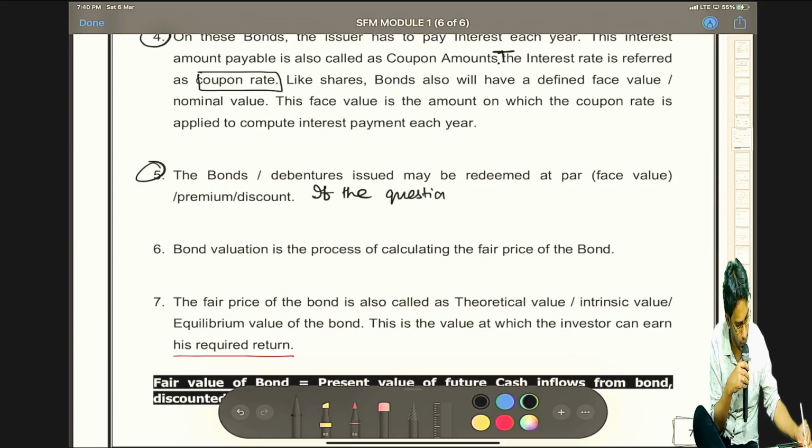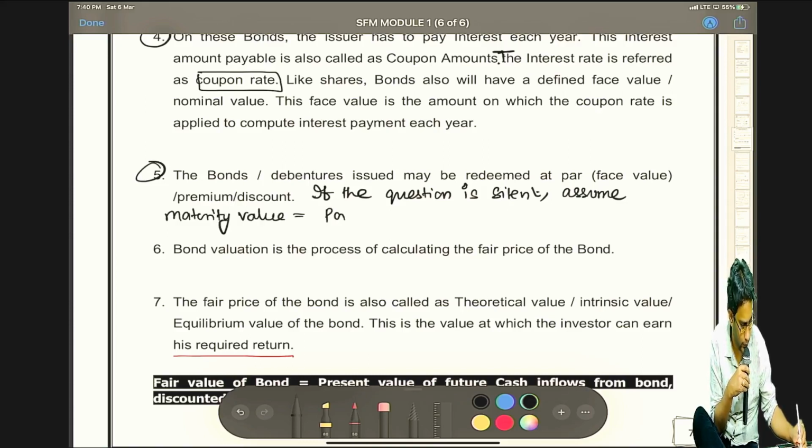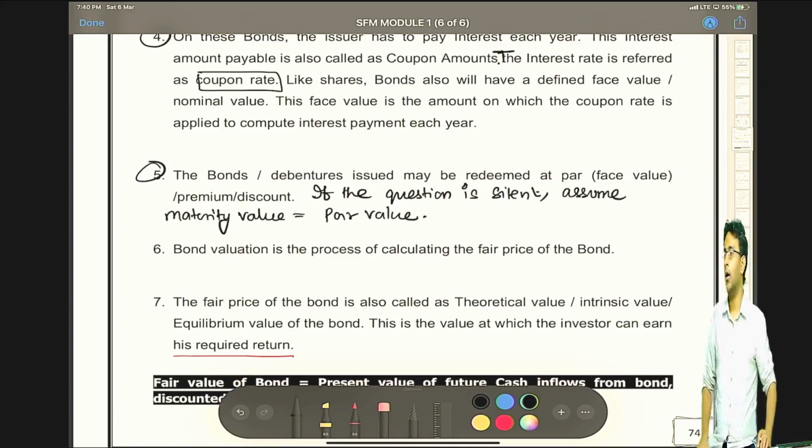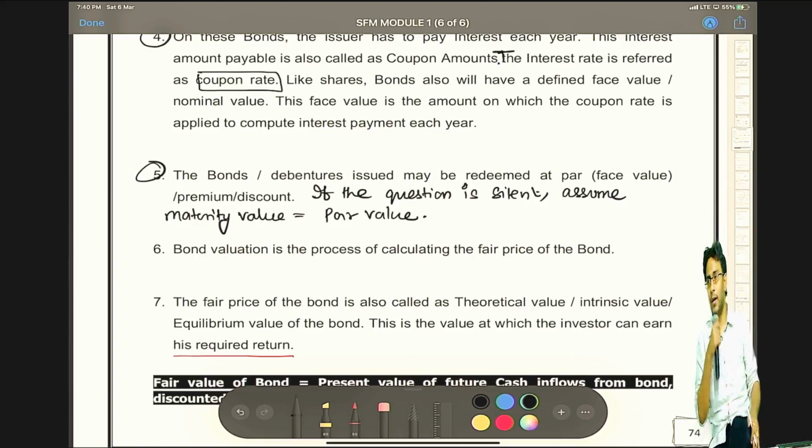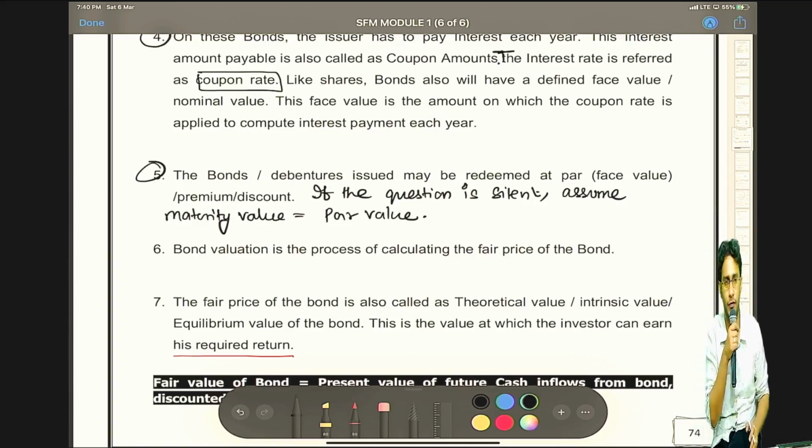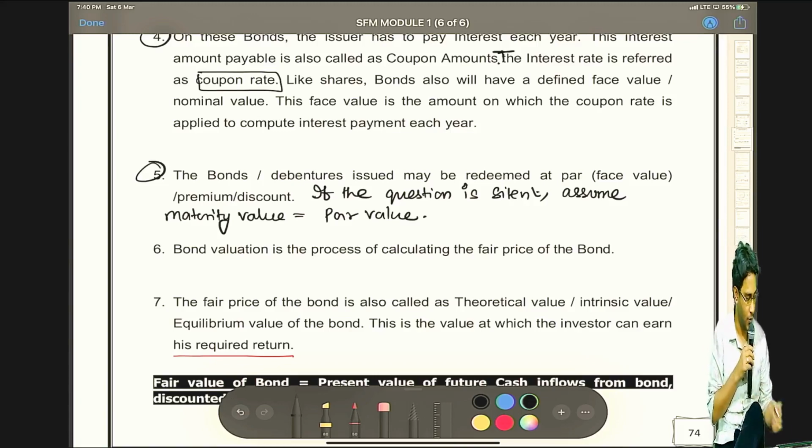This I told you already. If the question is silent, assume maturity value is equal to par value. Par value and face value, that only is nominal value. Because you can't assume otherwise. Because if you say that I believe that bonds are redeemable at premium, and if you assume how much premium, I'll ask you, you don't have an answer for that. Discount also same thing.